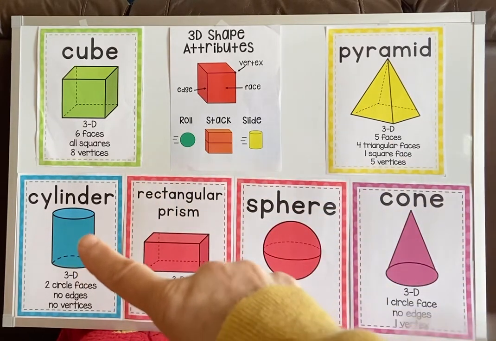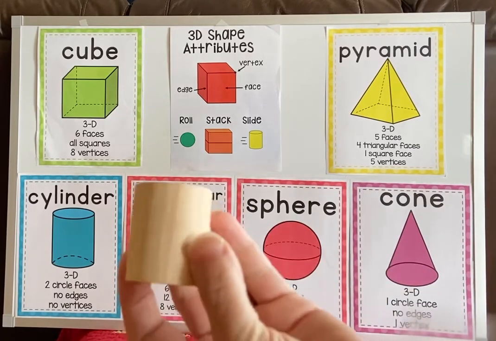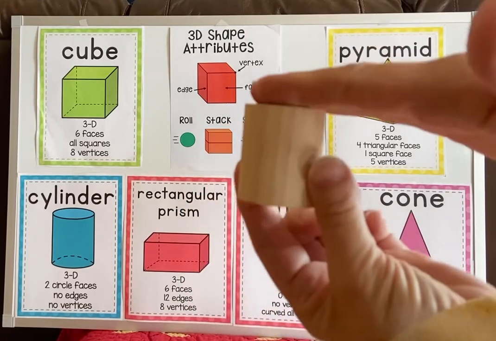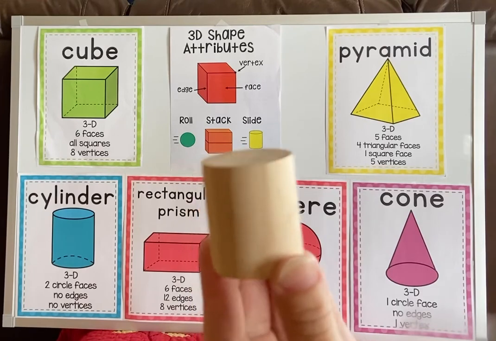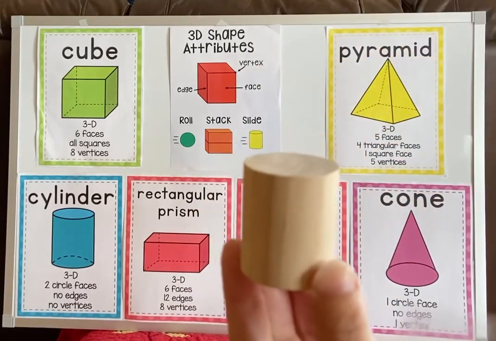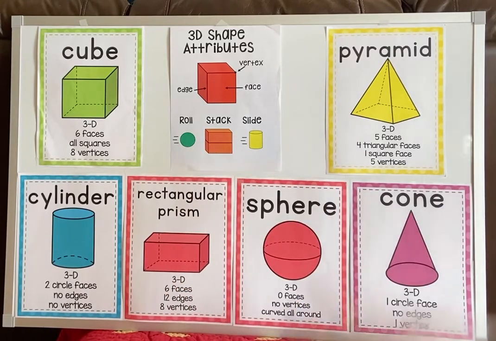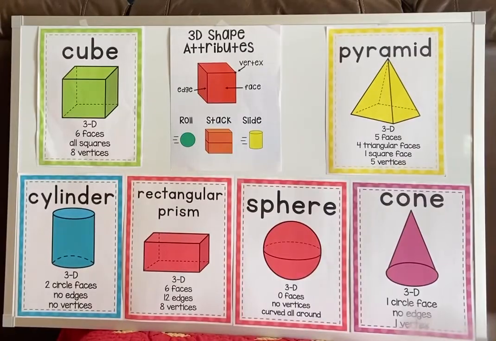Right over there, the blue poster, cylinder. So here's my cylinder from class, friends. And a cylinder has 2 faces, 1 at the top and 1 at the bottom. It has no edges, it's smooth all the way around, and it has no corners or vertices, does it? So that's a cylinder. Here's a cylinder. A can is a cylinder.